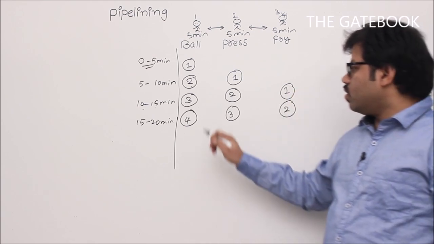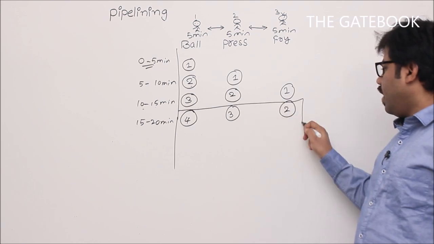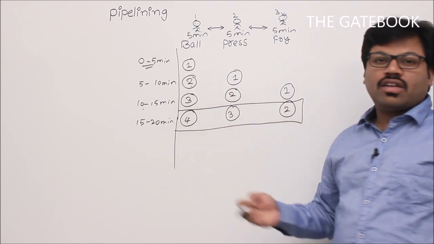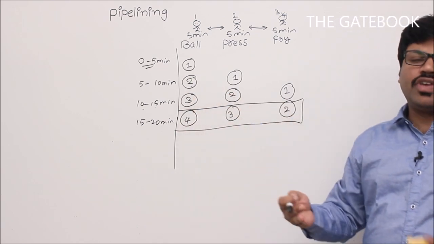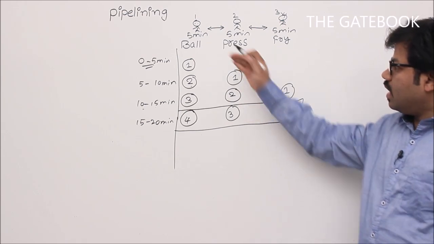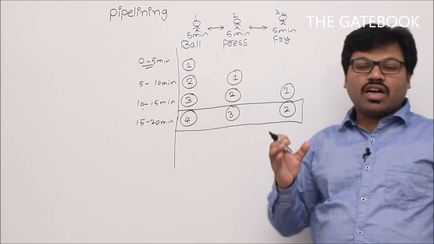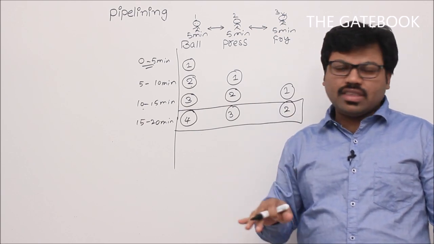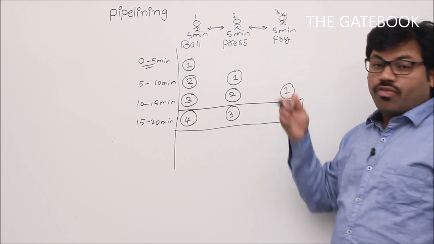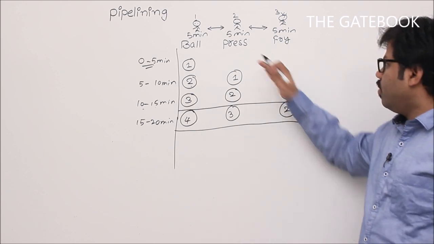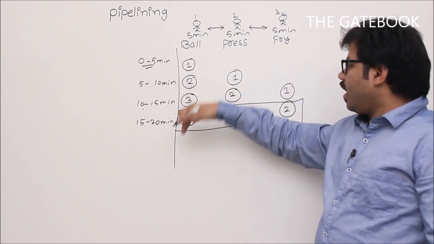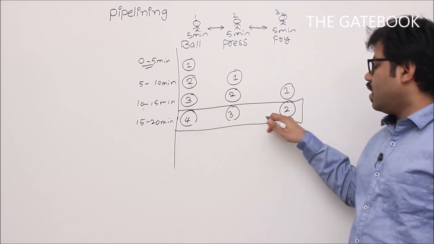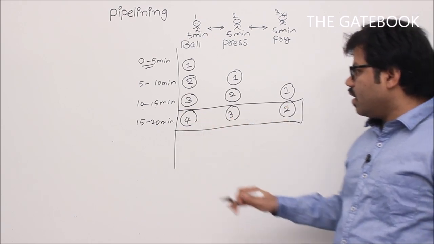In that way, see the idea. Three stages are working at a time, right? So that's why you get the benefit. But in the serial execution, either Raju was preparing the ball, or Raju was pressing the ball, or Raju was frying the roti. But here, at a time all the devices, all the functionalities are working, right?